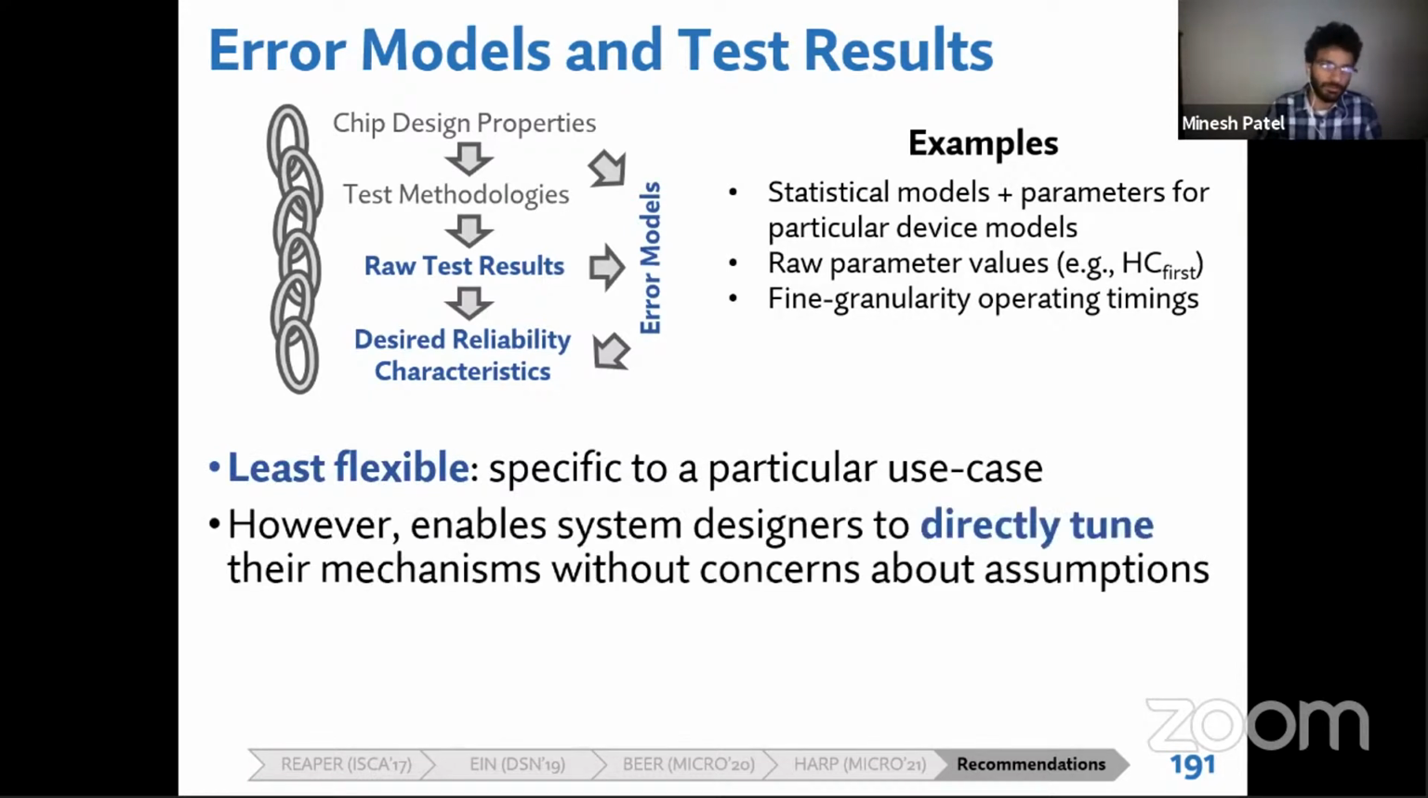However, it potentially has the upside that it allows system designers to directly tune their mechanisms for taking advantage of these quantities without having to worry about assumptions or figuring them out themselves.